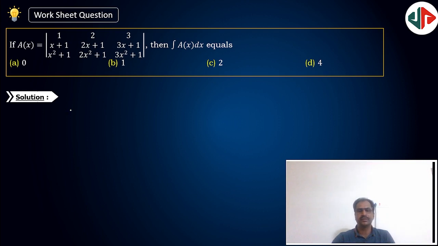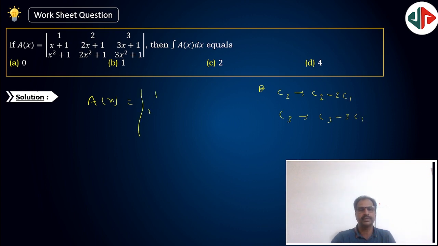A of x is given, you have to find the integral of A of x. To find the integral of A of x, first let us simplify A of x. For that, let us apply for C2, C2 minus 2C1. For C3, C3 minus 3C1.